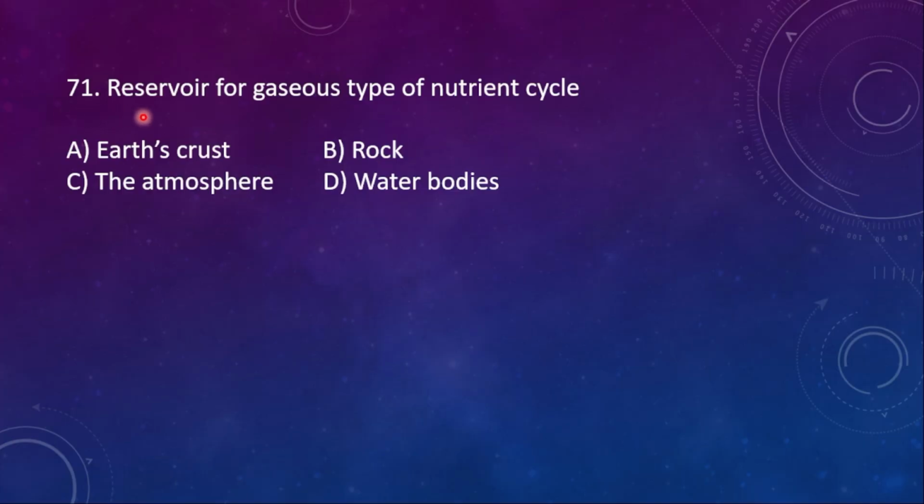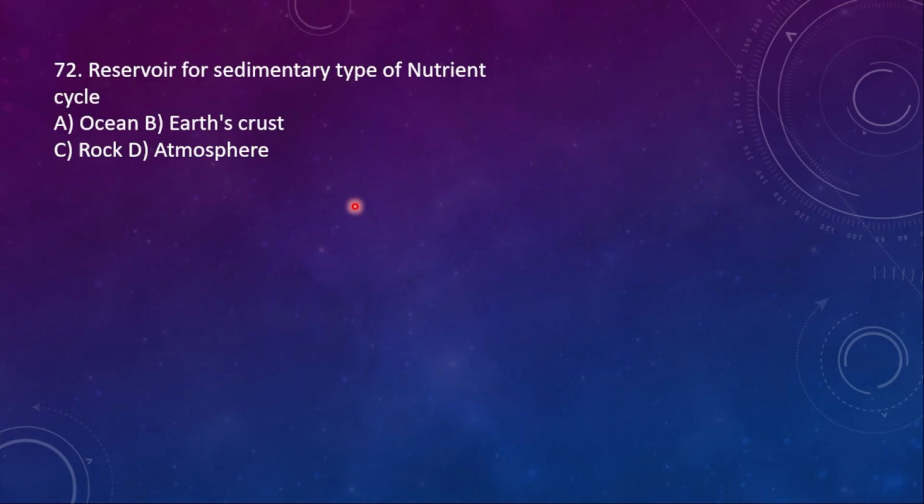71. Reservoir for gaseous type of nutrient cycle: A, earth crust, B, rock, C, atmosphere, D, water bodies. So here the right option is C, atmosphere. Reservoir for sedimentary type of nutrient cycling: ocean, earth's crust, rock, atmosphere. Here the right option is B.